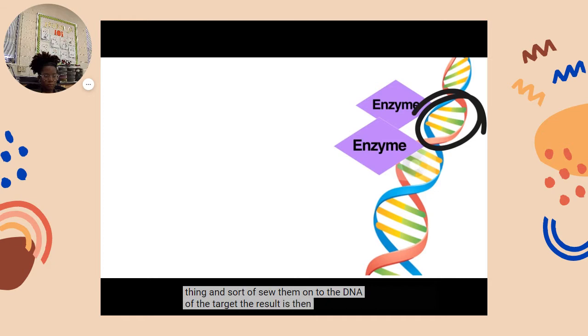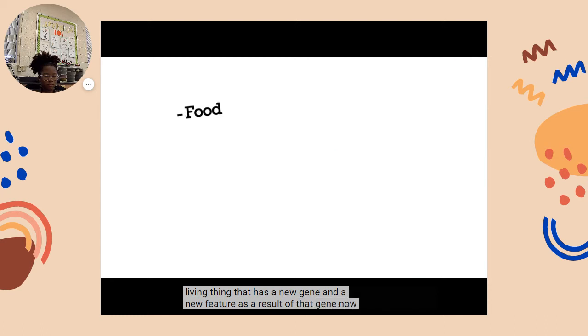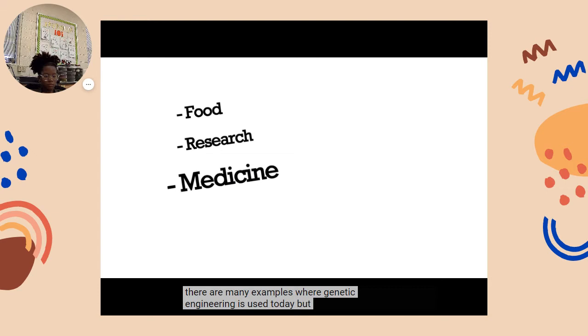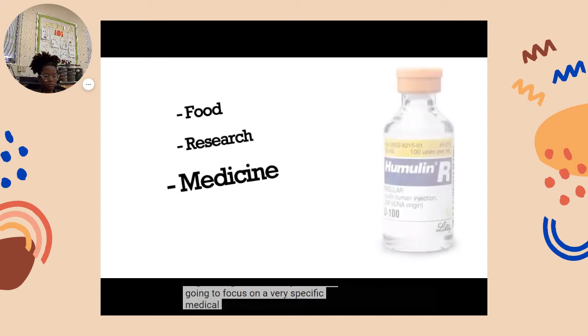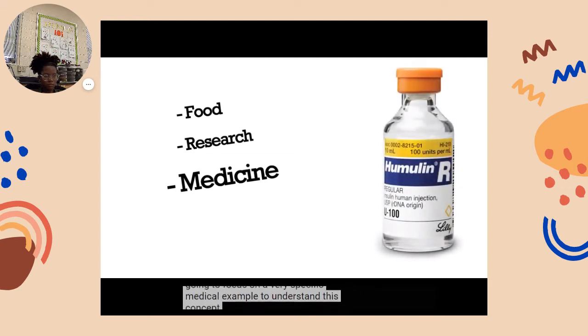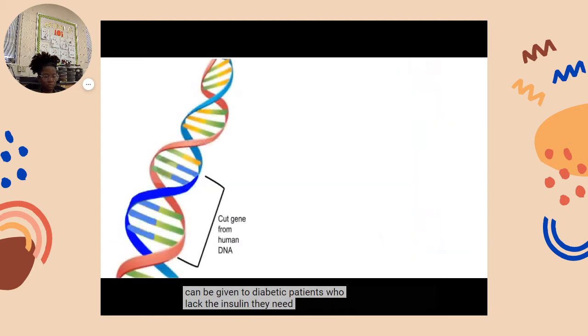The result is then a living thing that has a new gene and a new feature as a result of that gene. Now, there are many examples where genetic engineering is used today, but we're going to focus on a very specific medical example to understand this concept better. Humulin, a medication used for diabetics, is created with genetically modified bacteria. Humulin can be given to diabetic patients who lack the insulin they need.